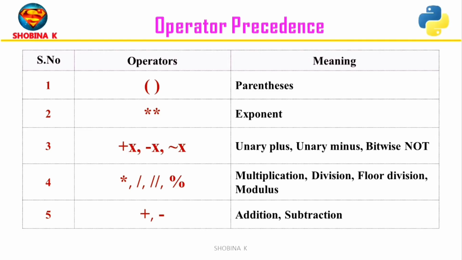Exponentiation is the next level of precedence. It involves raising a number to the power of another. Unary operators come next, and they affect the sign of a single operand. And next up we have multiplication, division, floor division, and modulus. These operators perform the basic arithmetic operations. Addition and subtraction have lower precedence than multiplication, division, floor division, and modulus.